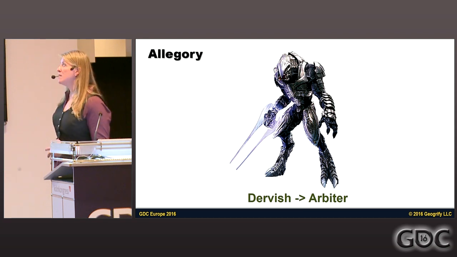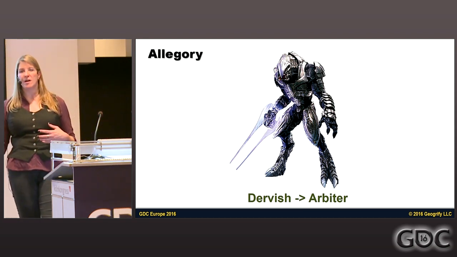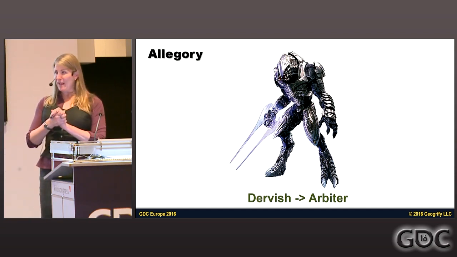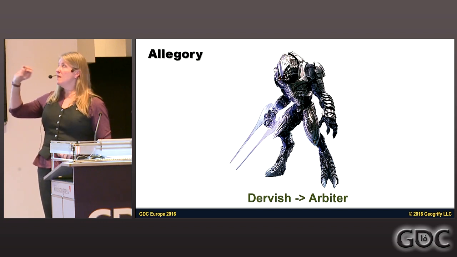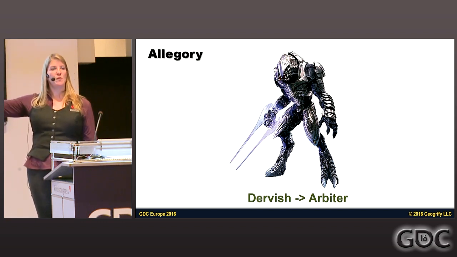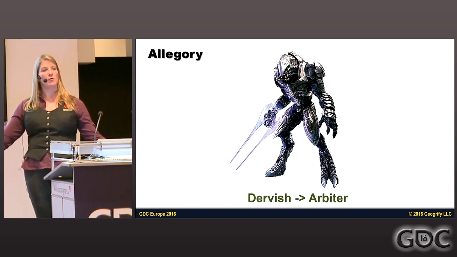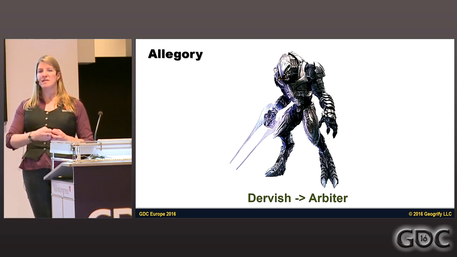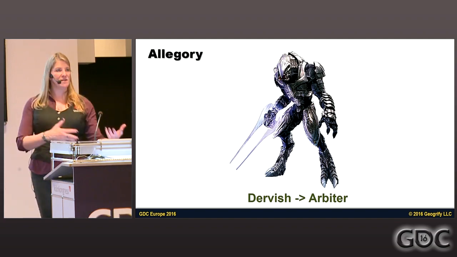And allegory as well. So if you don't know the story about the Dervish and the Arbiter character, if you have not played Halo, just to set this up really quick, this character serves a group called the Covenant, which is a kind of quasi-religious alien group. They worship the Halo rings that can destroy the galaxy. The Master Chief, main character of the game, is trying to stop them. And that's basically the really, really short story.